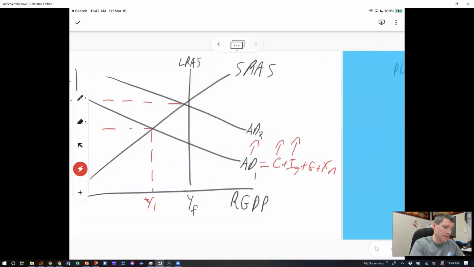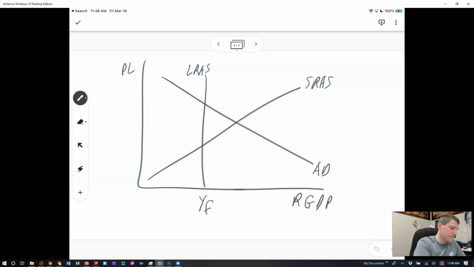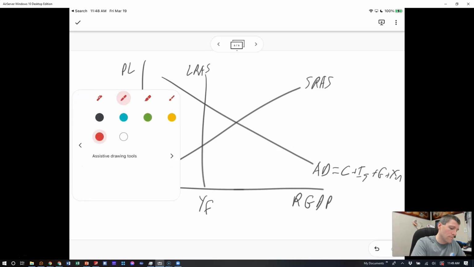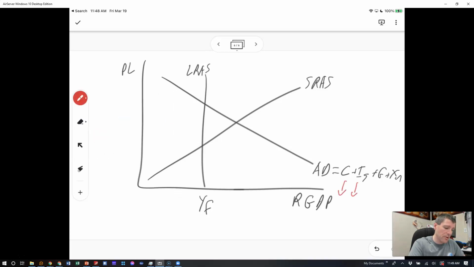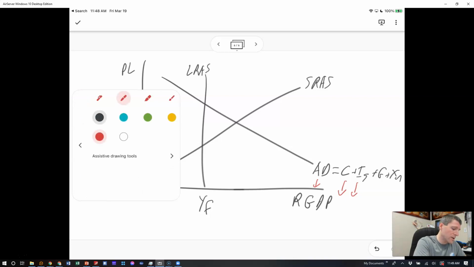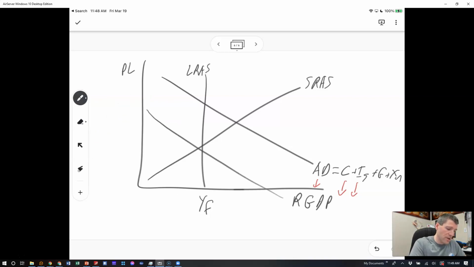What happens then? C plus IG plus G plus XN. Consumption goes down, investment goes down, therefore aggregate demand goes down. It would shift to the left. We get a new aggregate demand curve to the left. So, end result, price levels decrease from where they were before. This is where they started off. This is where they are now.